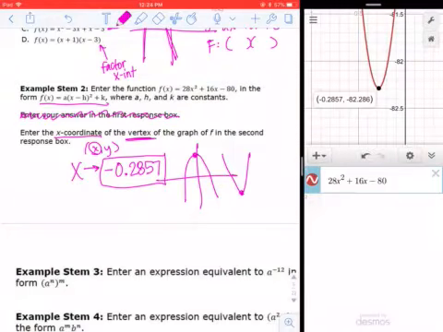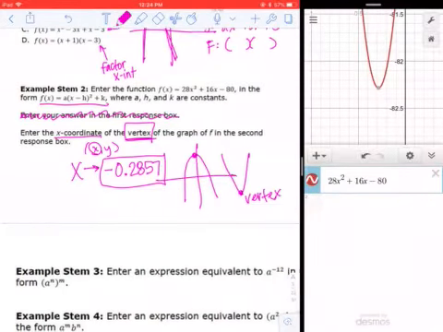Right. So for this, we had to know what the vertex was. The vertex is the minimum or the maximum. Sweet.